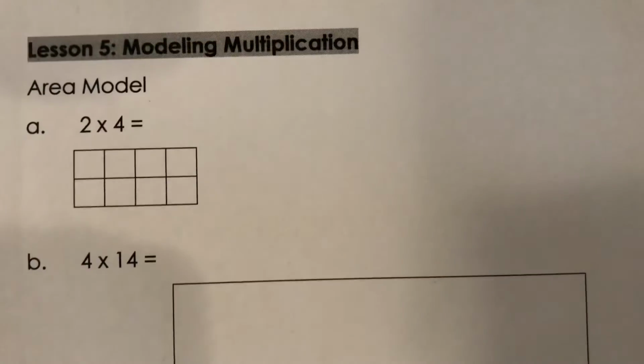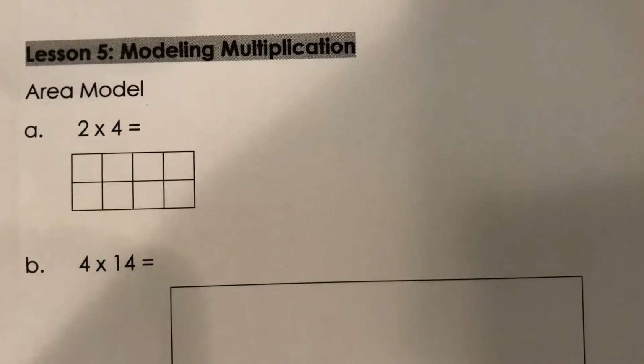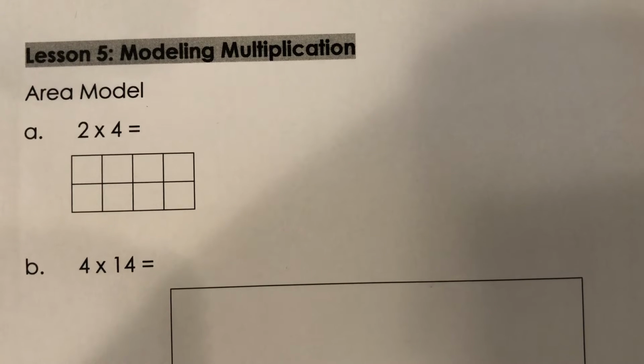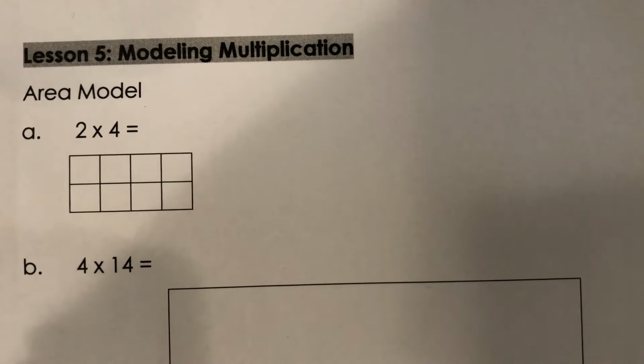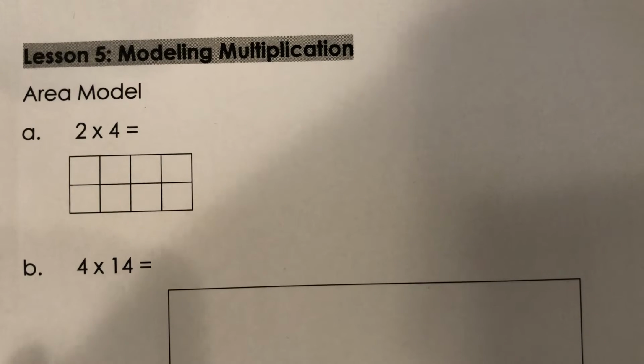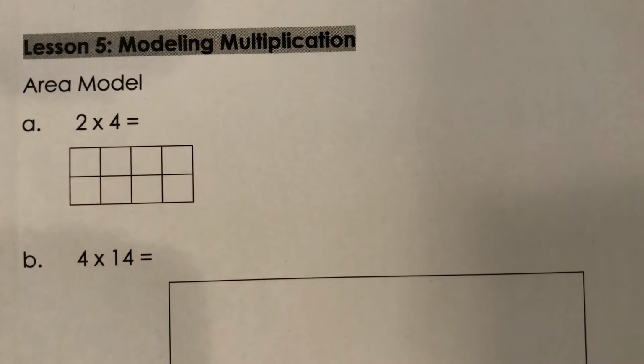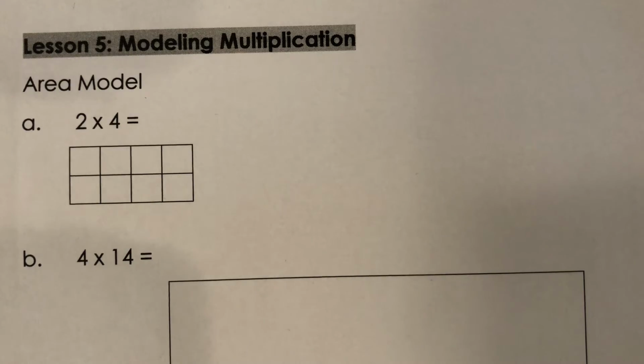Fifth graders, today we are on lesson 5 in your unit 4 math packet. So you need your unit 4 math packet open up to page 6, which is the first page of lesson 5. There are more pages to lesson 5, but we're only going to look at the first part today. And it's a review of the area model. So just a reminder that everything I write, you should write too.